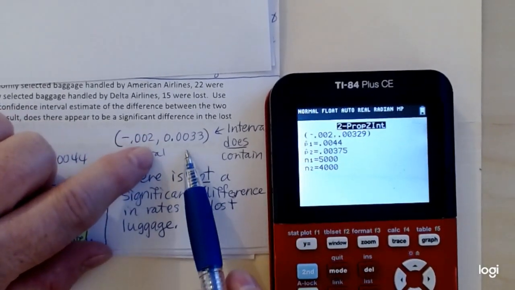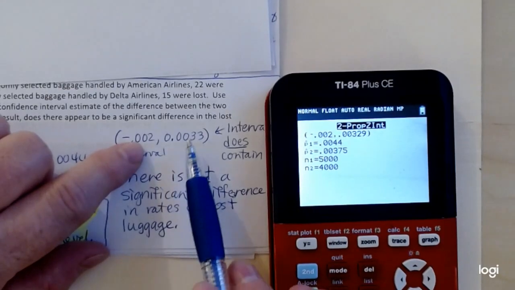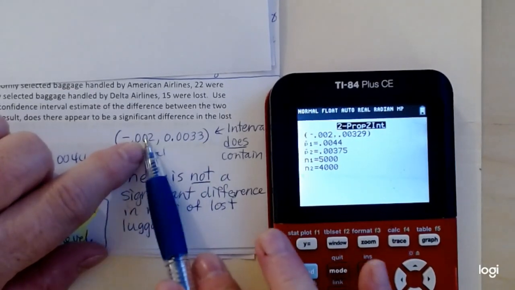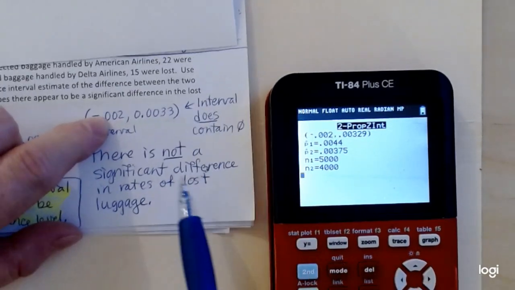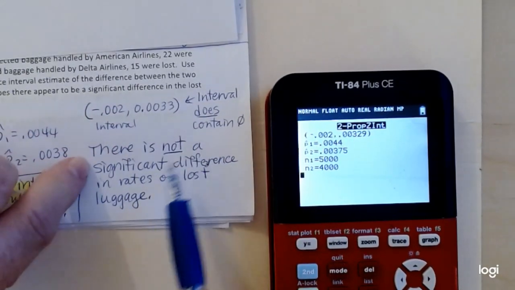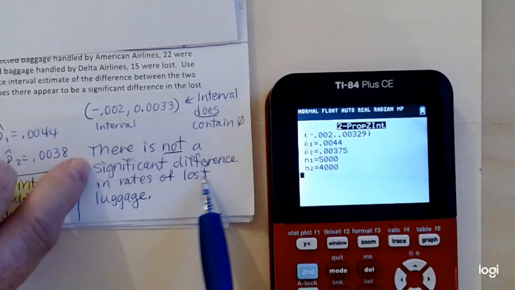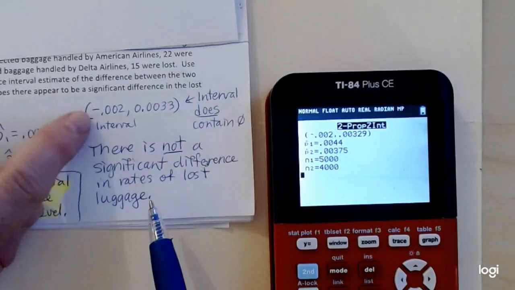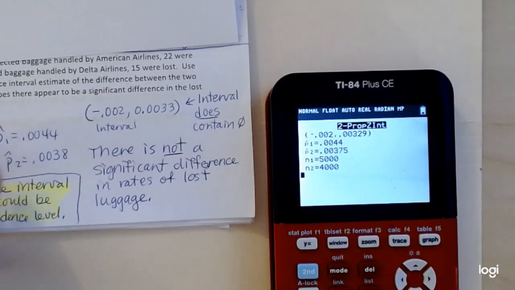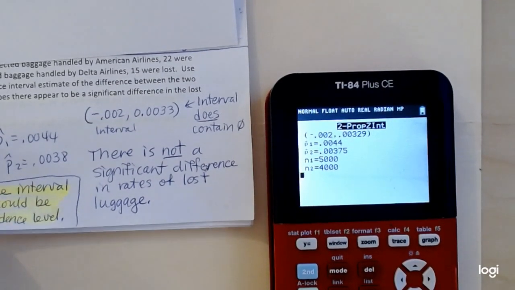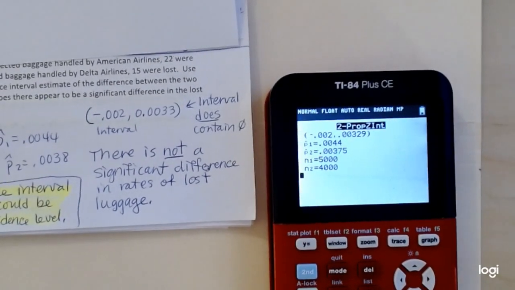Now notice that in this interval we start with a negative number and we end with a positive number, so somewhere in between these two numbers is 0. It does contain 0, so that tells us there is not a significant difference in the rates of lost luggage, because at a 95% confidence it could be 0. And if the difference between the two proportions is 0, that means there really isn't a difference between them.